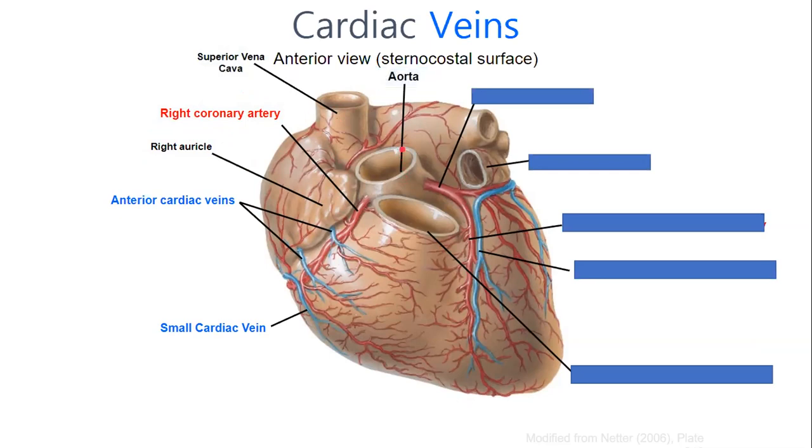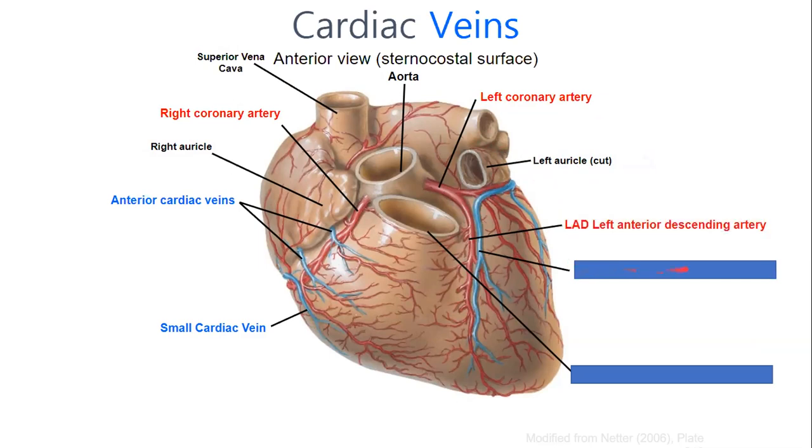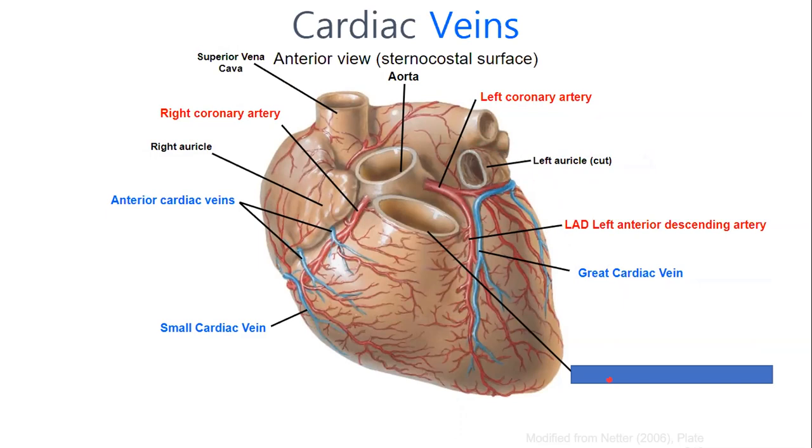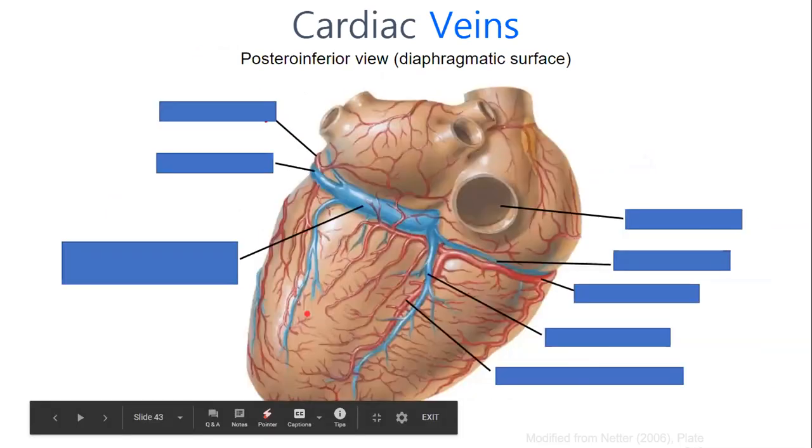Oh, that's not okay. Aorta. All right, we got this one. Left coronary artery. Pulmonary. That's my guess. Oh, left auricle. That's a trick question. Not a good one. Oh, pointing to the outside. LAD. And how about here? Great cardiac vein. Vein in this case, I think. And then here, pulmonary trunk. Got it. All right, looks like we got an artery.